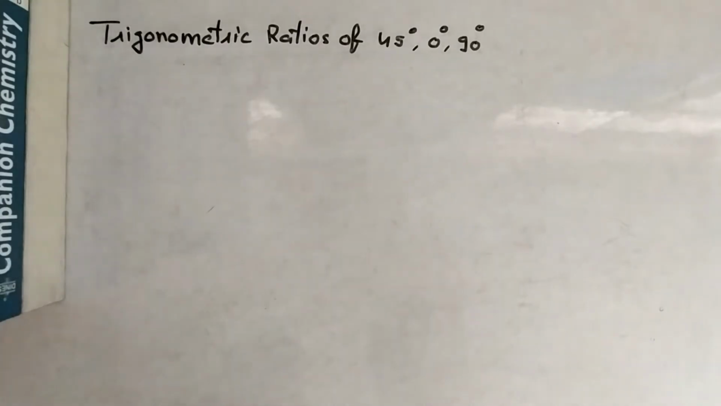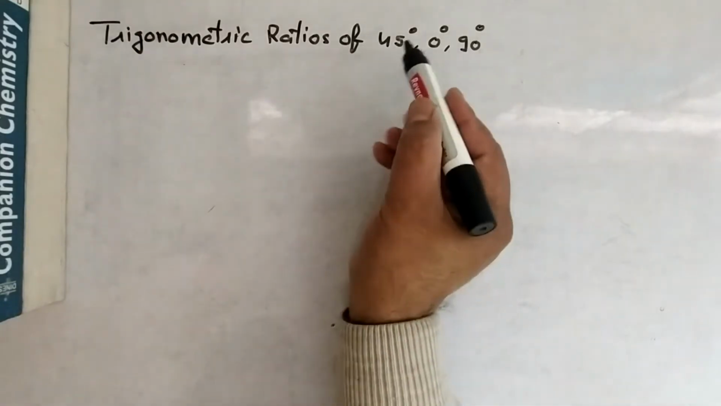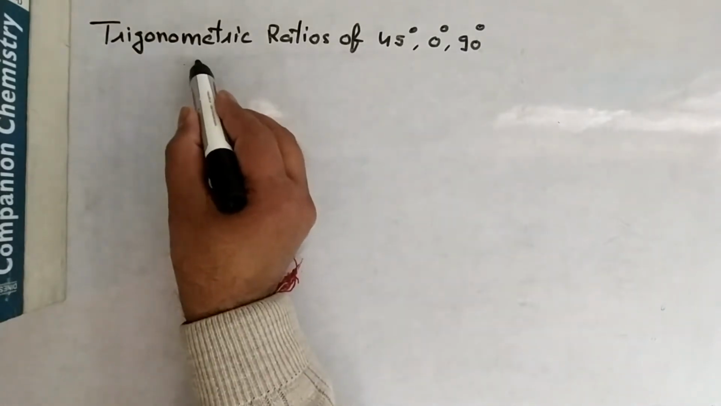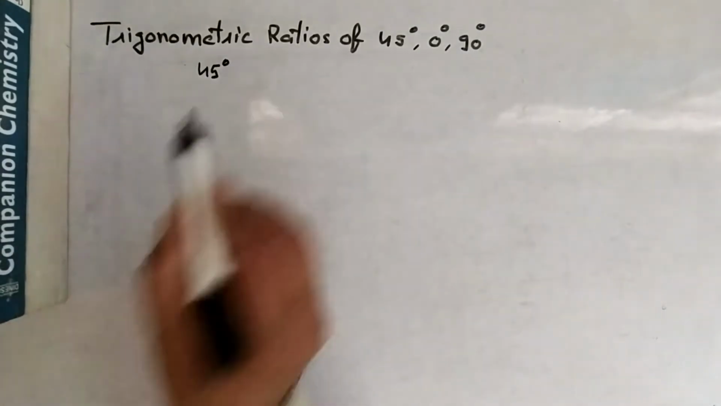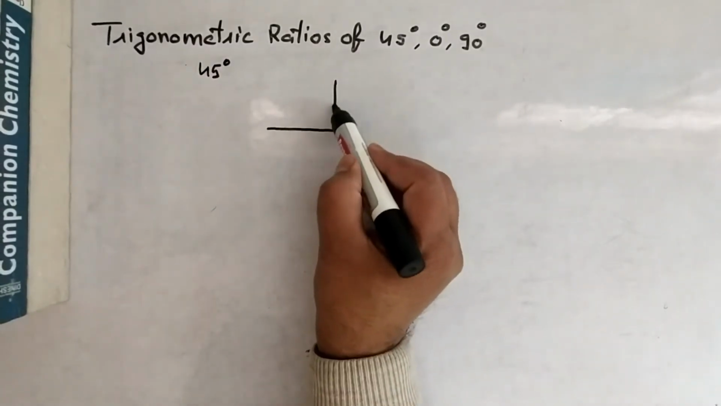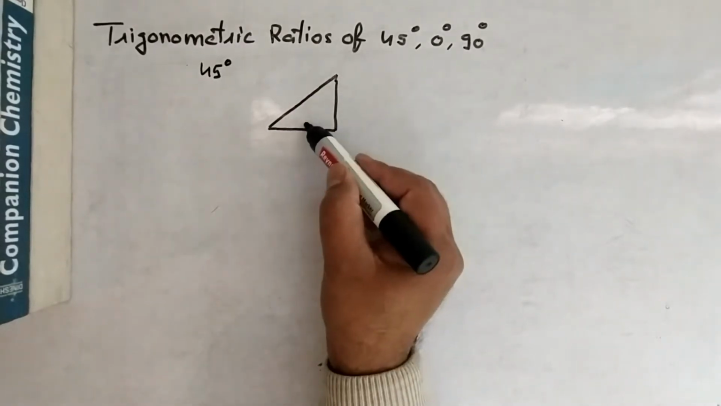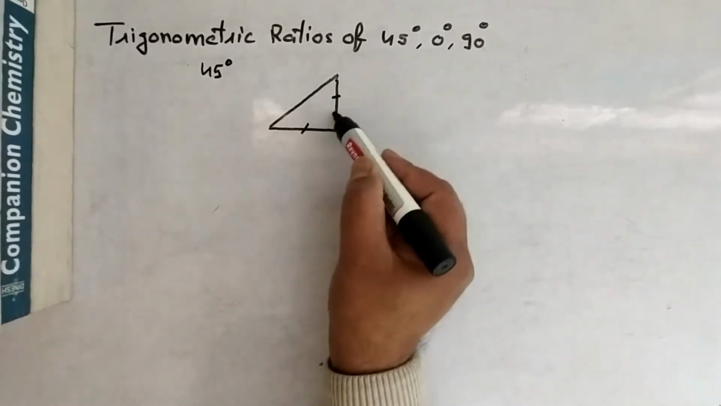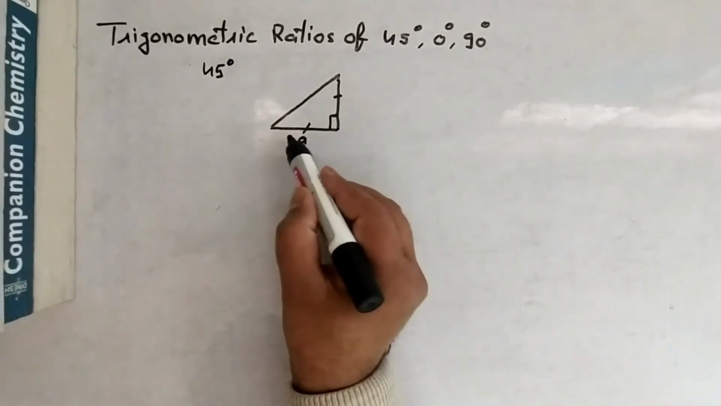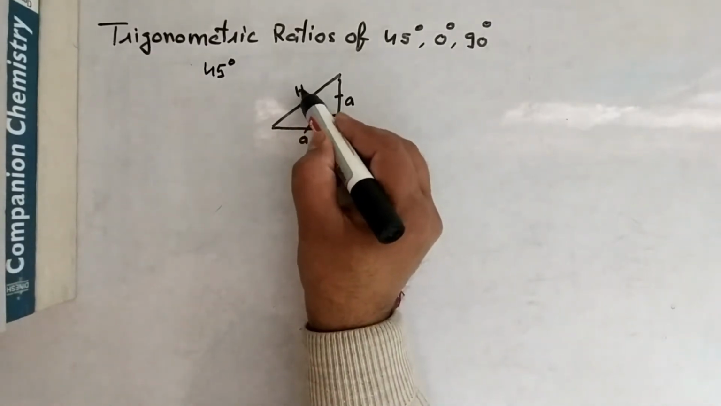Students, let us find trigonometric ratios of some more standard angles. Today, I am taking first of all the trigonometric ratios of the angle 45 degrees. For this, you draw a right angle triangle. Only thing you have to do is that this is an isosceles triangle in which two sides are equal. Suppose this side is a, this side is also a, so we have to find the hypotenuse.